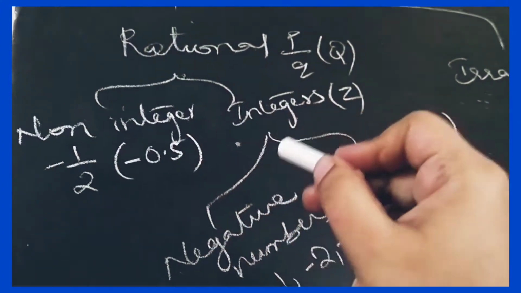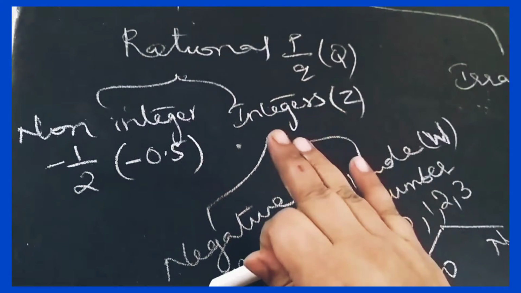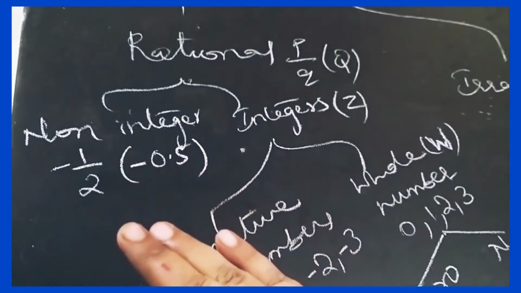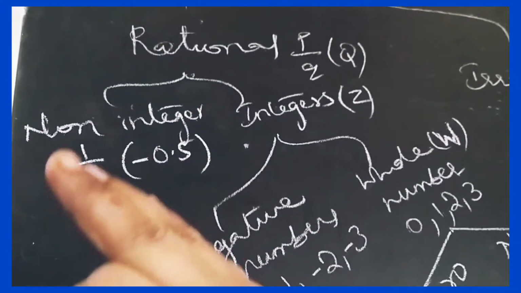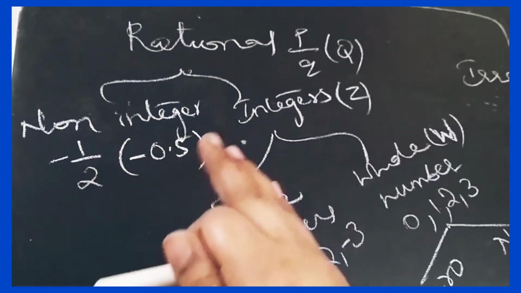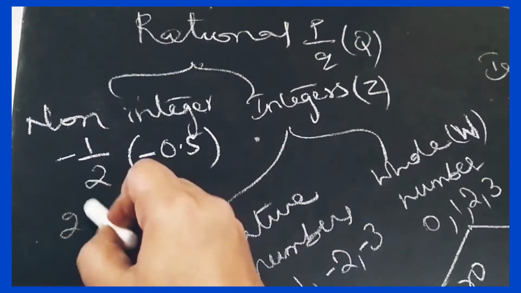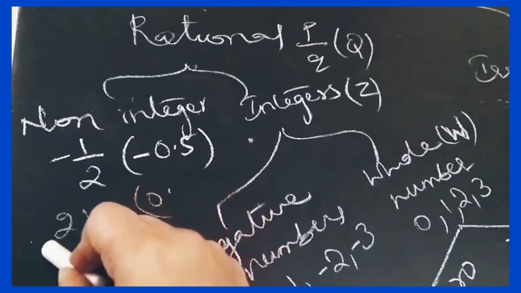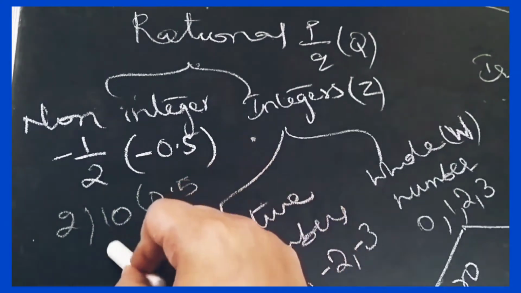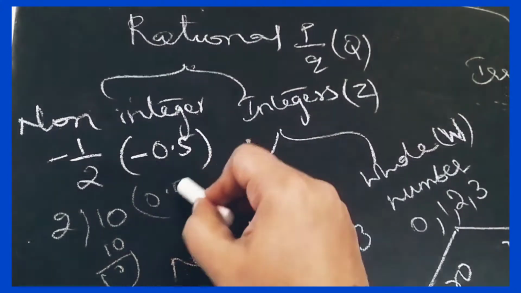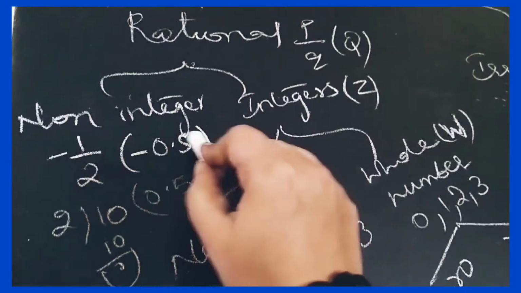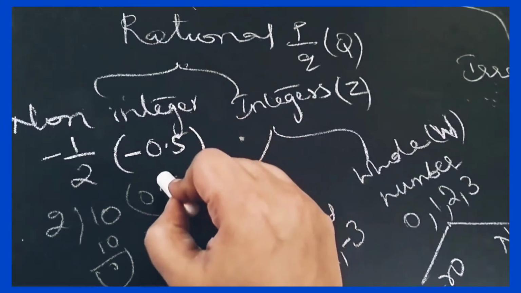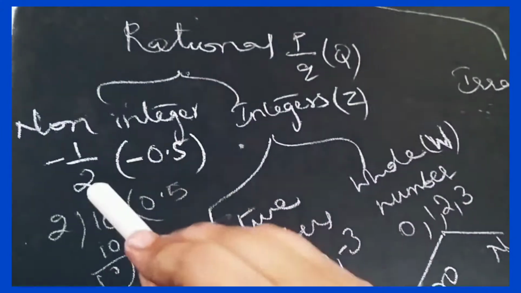Again, rational numbers are divided into non-integers and integers. Non-integer means, for example, minus 1 by 2. When we divide 1 by 2, the answer is 0.5, so it is minus 0.5. It is a non-integer rational number.